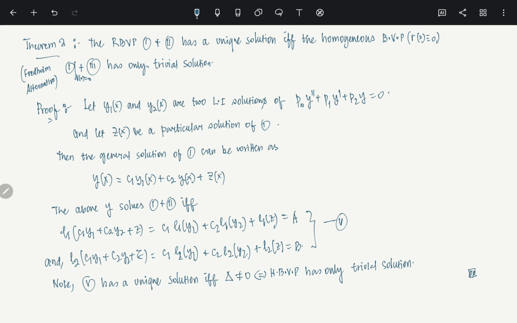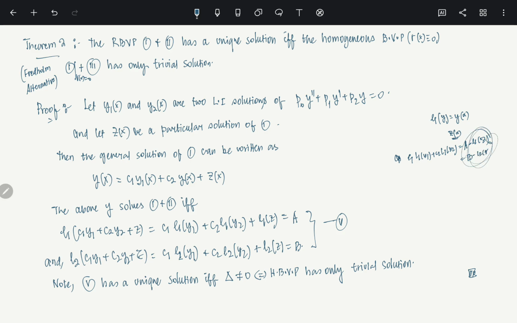See, L1 of Z and L2 of Z are basically some numbers, right? For example, let's say L1 of Y is given by Y at the point alpha. So what is L1 at the point Z? It is nothing but Z at the point alpha, which is just a number. So this equation will look like this: C1 L1 of Y1 plus C2 L1 of Y2 equals A minus L1 of Z, and similarly the other one is B minus L2 of Z. So these are some numbers.